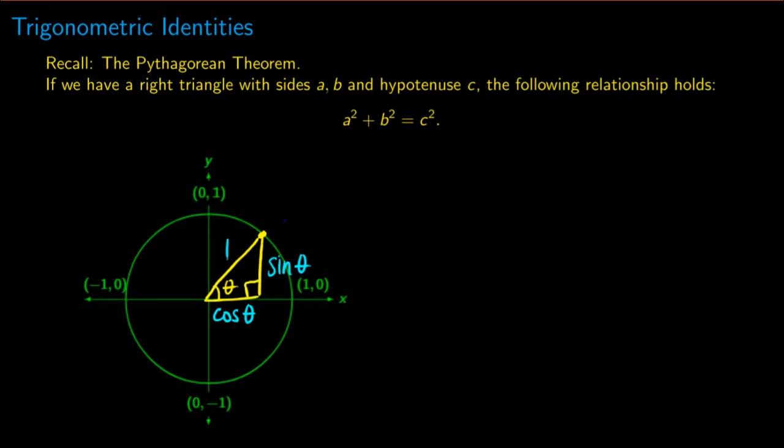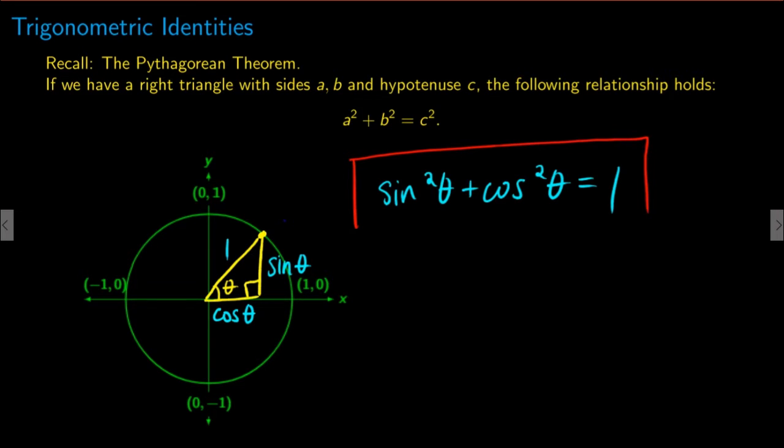So if we connect these two ideas, the Pythagorean theorem, with the definition of our sine value and cosine value for our right triangle in the unit circle, we have this relationship: sine squared of theta plus cosine squared of theta equals 1 squared, which is just 1. And this is the first in a set of 3 identities that we call the Pythagorean identities.